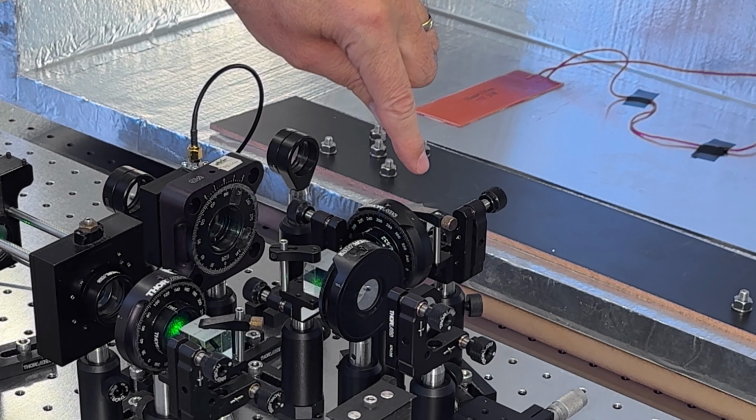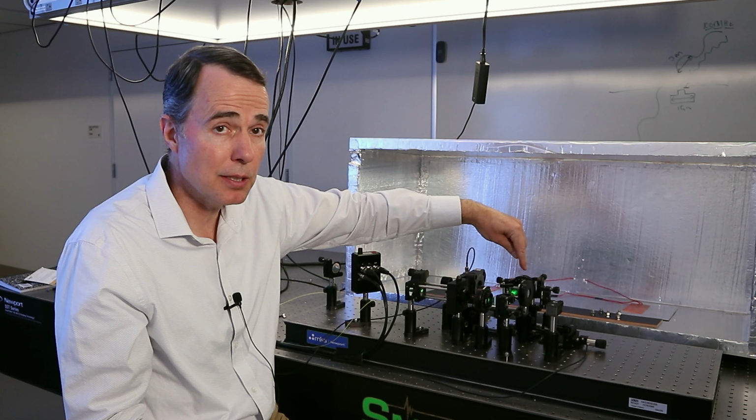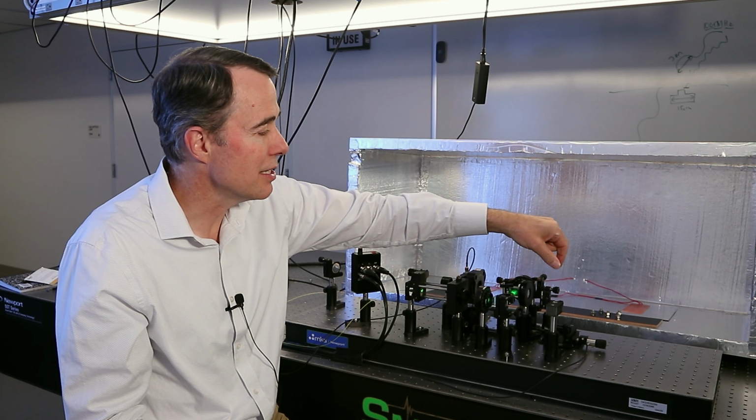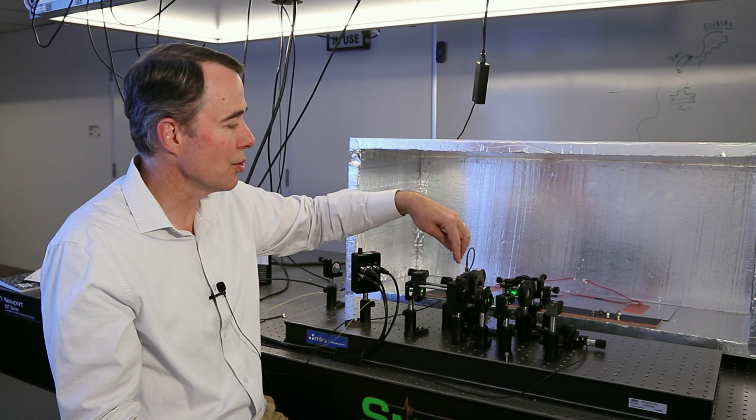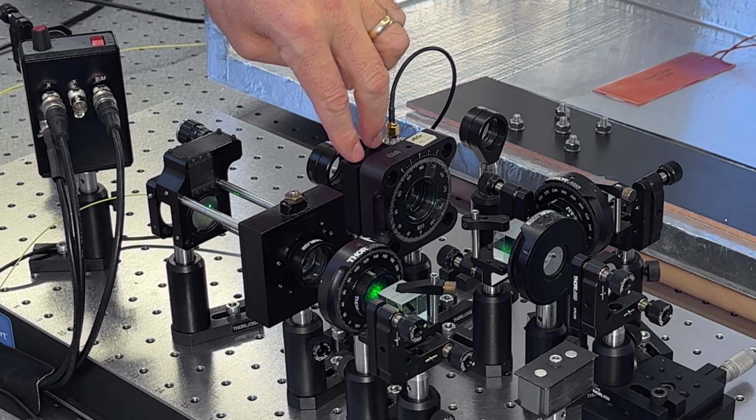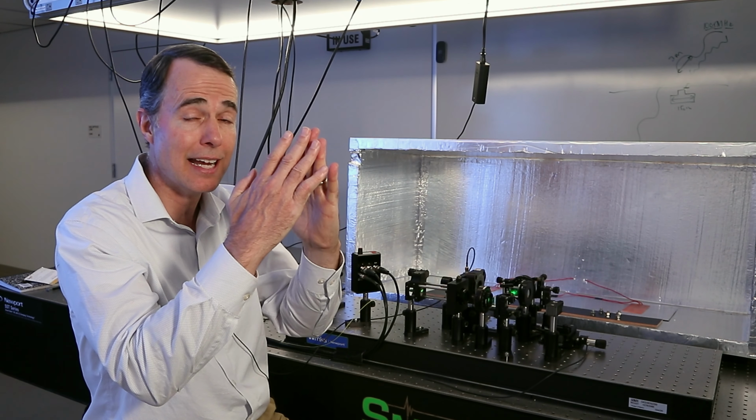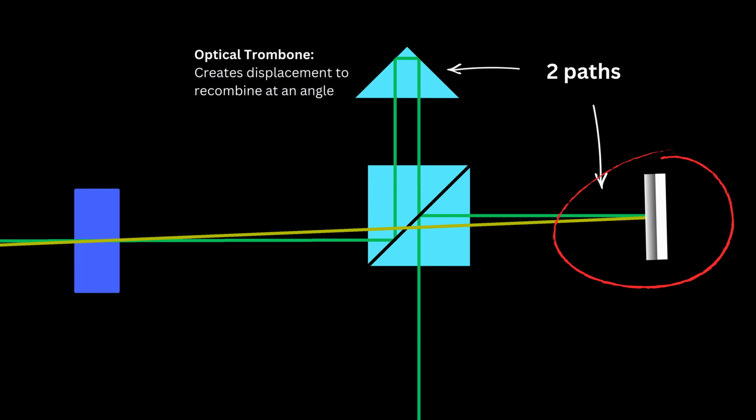The reason why we use this optical trombone to cause a displacement was so that we could tilt this other beam back so that when they get to this liquid crystal light valve, they come in at an angle. Along this path, this is where the interesting stuff is happening.